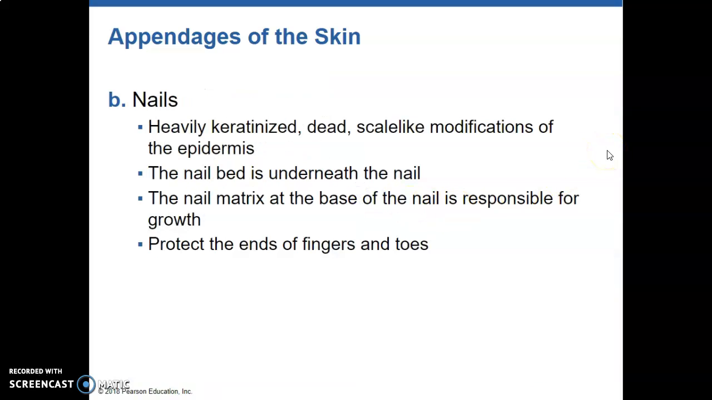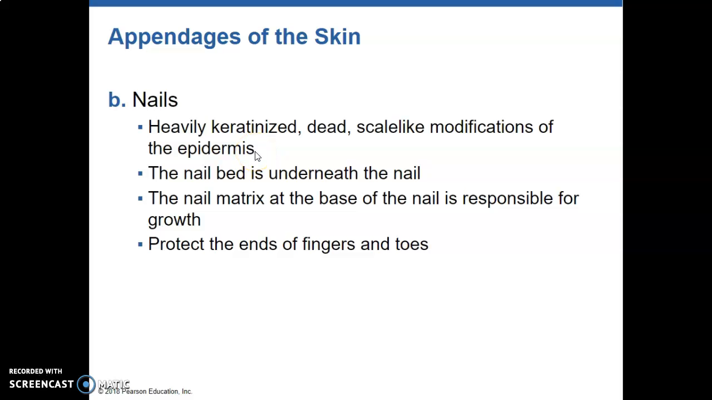A couple of notes about nails. Now remember, nails are a second appendage of the skin. They also are made of this protein called keratin. So again, nails would be heavily keratinized. Think about how thick and tough and fibrous your nails are. Okay, heavily keratinized. They're dead, it's not living tissue, and they're scale-like modifications of the epidermis.